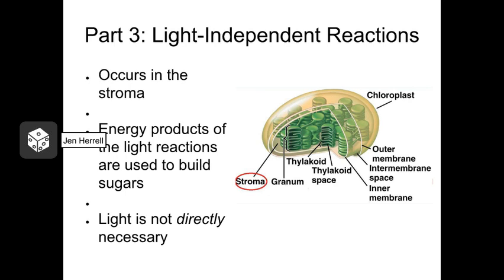The enzymes that catalyze the dark reactions, also known as the light-independent reactions, are out in the stroma of the chloroplast. So we're not on the thylakoids anymore. Now we're out here in this thick liquid.